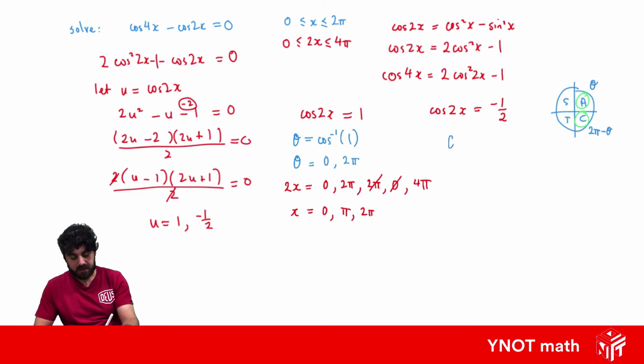Now we need our base angle for our other one. So we're going to do the inverse cos of a half. So we get our base angle equaling pi on 3.